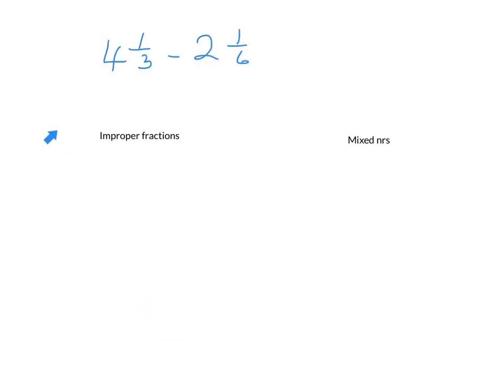Okay, the next question in the exercise asks, what is 4 1/3 take away or subtract 2 1/6? So they want the difference between the two amounts. If we do it as mixed numbers, I'm going to just deal with the whole numbers first. 4 take away 2 is the whole number 2. Then I'm just left with the fractional parts. So it's 1/3 take away 1/6.